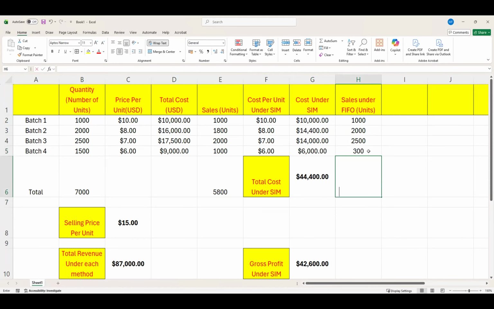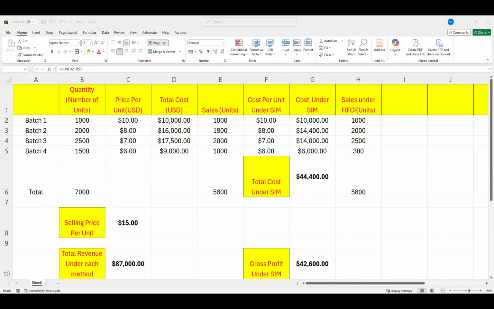Because finally, the total number of units sold has to be the same, right? 5,800 only. Only if this is 300, then the total can be 5,800. Very good. So 5,800 units have been sold under FIFO. But will the total revenue change under FIFO? No. Total revenue will not change under FIFO, so we don't need to worry about that.